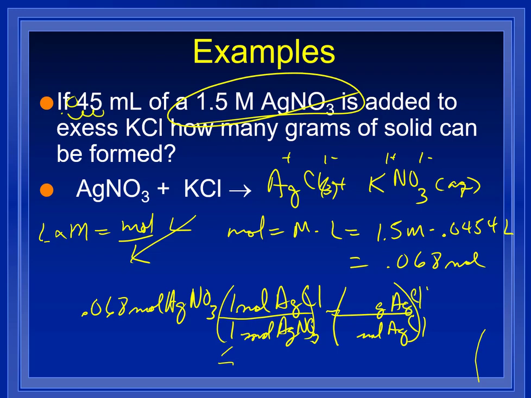107.87 plus 35.45 is 143.32. 143.32 grams. And I push those buttons, and I get 9.8 grams of AgCl.